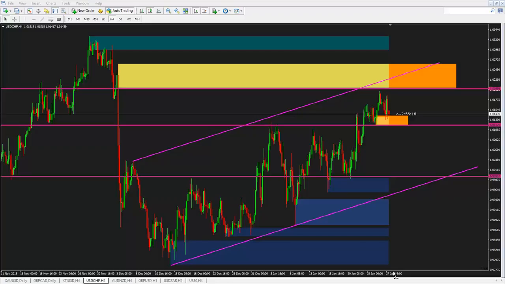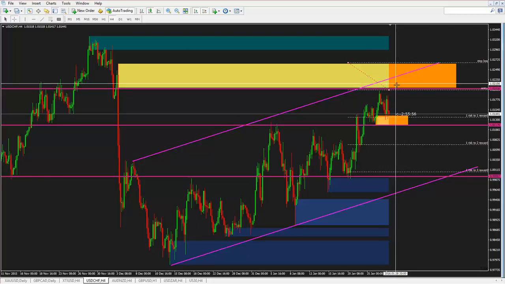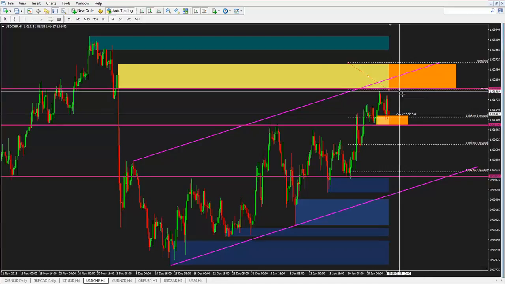Okay, so onto the dollar Swiss. Yesterday I had sell limits in here. Unfortunately, they were missed by a pip or so. Not even a pip, maybe a pixel. Okay, not to worry. These things happen. So if price does manage to come up again, I probably will sell.